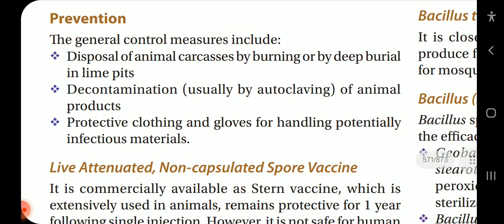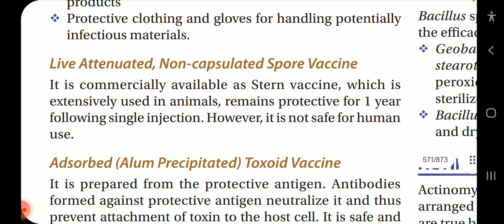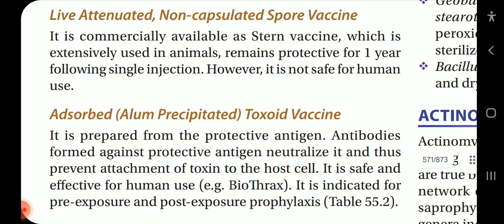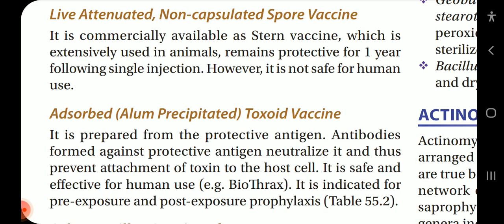Prevention. The general control measures include disposal of animal carcasses by burning or by deep burial in lime pits. Decontamination, usually by autoclaving of the animal products. Protective clothing and gloves for handling potentially infectious material. Live attenuated non-capsulated spore vaccine.